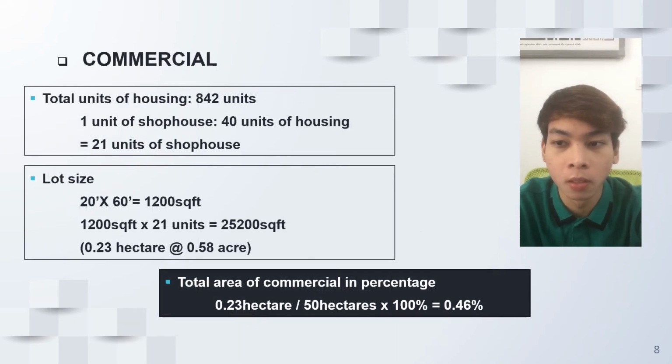Commercial. 1 unit of shophouse is required for every 40 units of housing. There are 21 units of shophouses required for this neighborhood. The lot size for every shophouse is 1,200 square foot. So the total area of commercial for all 21 units of shophouses is 0.23 hectare or 0.46% of the area.